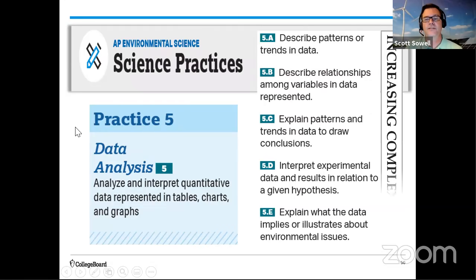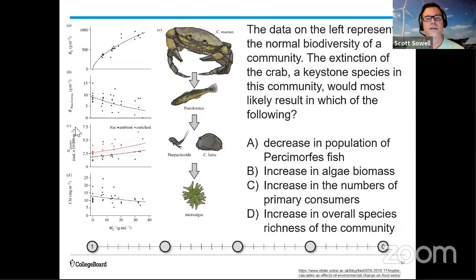All right, so let's do a quick check for understanding. Again, I'm going to give you some quantitative data in the form of a graph to understand and ask you a particular question. All right, so the question says the data on the left represents the normal biodiversity of a community. The extinction of the crab, a keystone species in this community, would most likely result in which of the following? So take 30 seconds for that question.